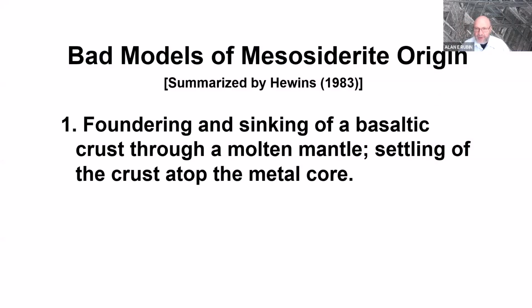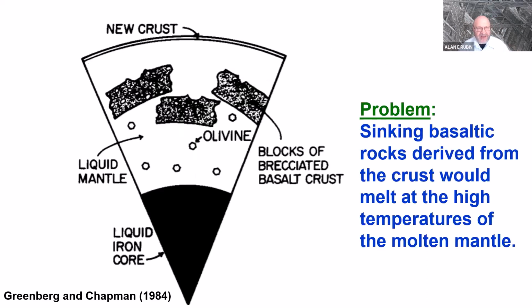In 1983, Roger Ewan summarized different mesosiderite models, most of which are bad. The first one I'll discuss is the foundering and sinking of a basaltic crust through a molten mantle and settling of the crust atop the core. We can see the advantage of this model. We get basalt from the crust. We have the liquid iron core there at the bottom, so we can founder and sink the basaltic crust to the iron core. We can get the 2 of them mixed together. We just have to get rid of the olivine by some sort of subsequent impact.